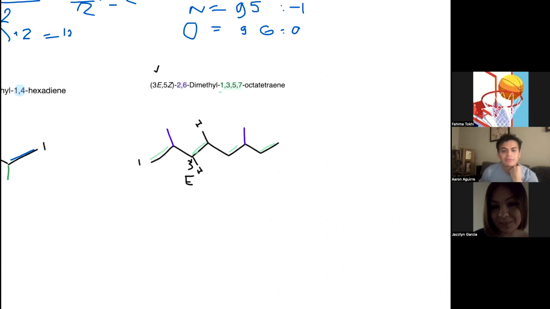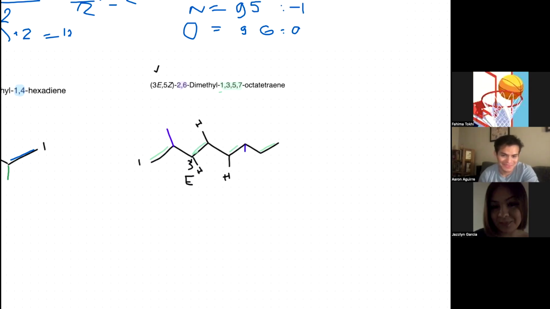This bottom one is on the same. So one, two, three, okay, give me four. One, two, three, four, five. Z. Hydrogen is there, and hydrogen is here. So this is not a Z. So what can we do? Make the methyl point down. So I'll make the methyl point down like this.